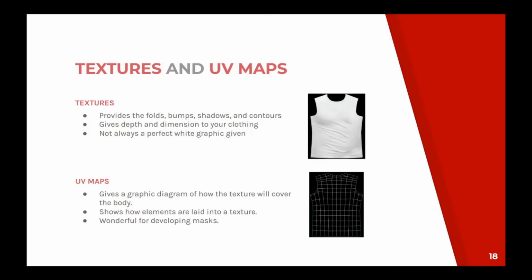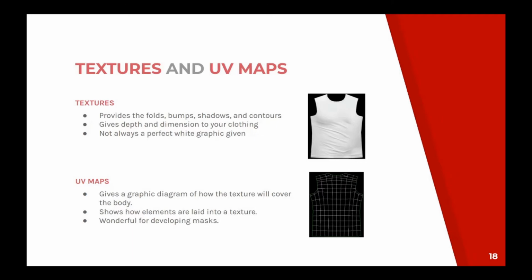The other thing you might see is these sort of weird grid graphics called UV maps. Now, what a UV map basically is, it's a graphic diagram of how the texture is going to cover the body. If you ever want to see really how the texture works with the actual 3D item, take the UV maps and load them in as textures.